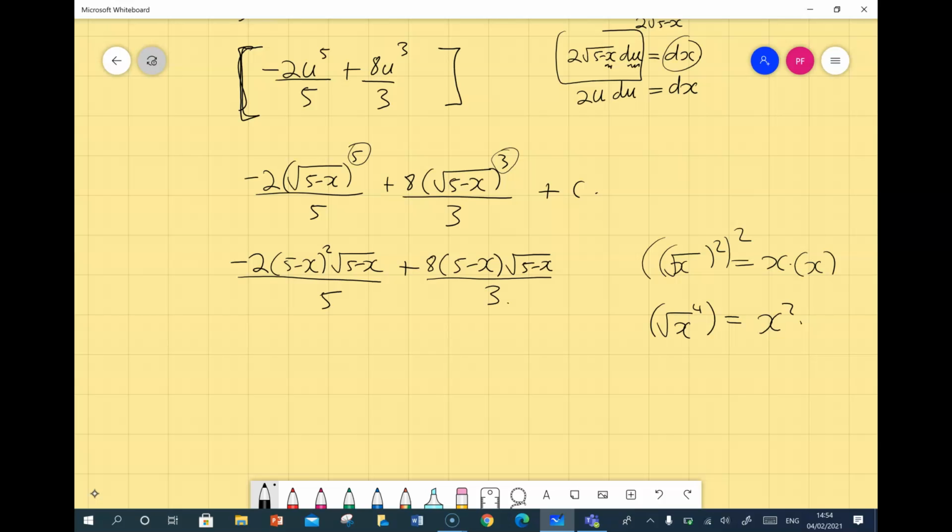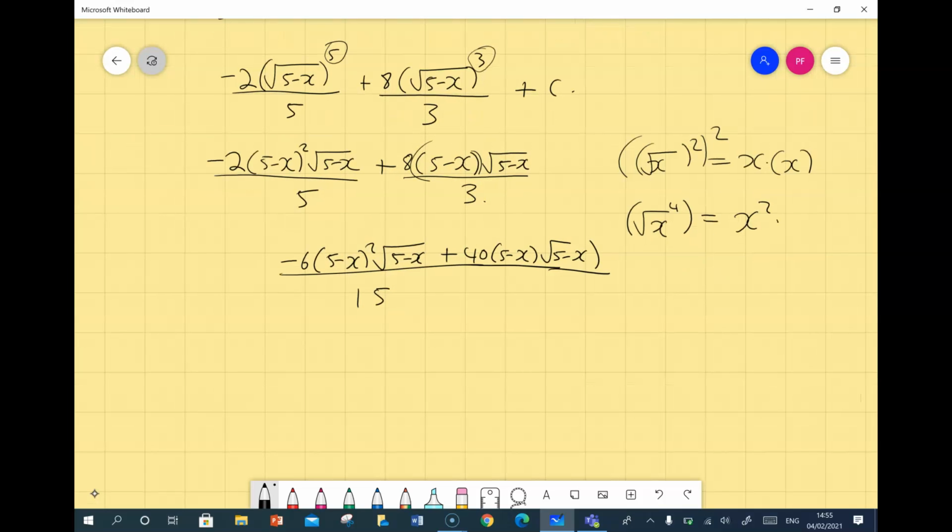Now look, we can go on and try and factorize out pieces of this. I can factorize out 5 minus x and the square root of 5 minus x. We can go for a common denominator of 15. I wouldn't be going to all these steps, I have to be honest with you. So minus 6 times 5 minus x squared times root of 5 minus x, plus 5 times 8 is 40 times 5 minus x times the square root of 5 minus x. And then I'd be taking out a 5 minus x.